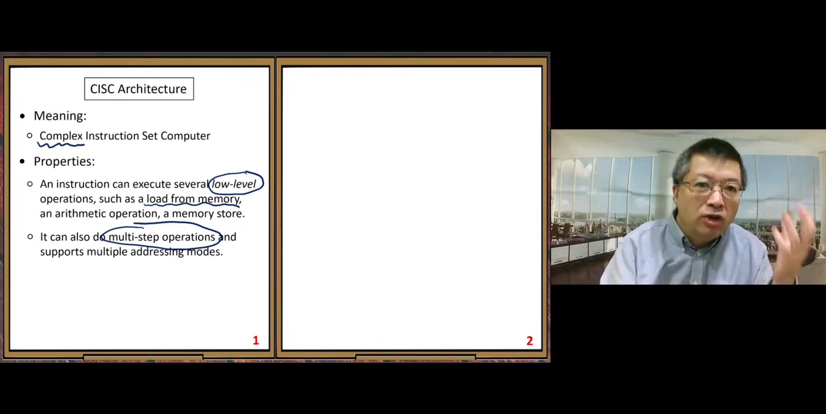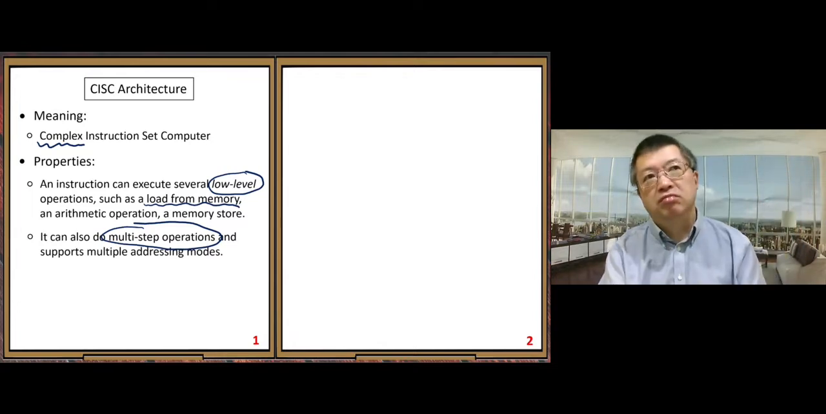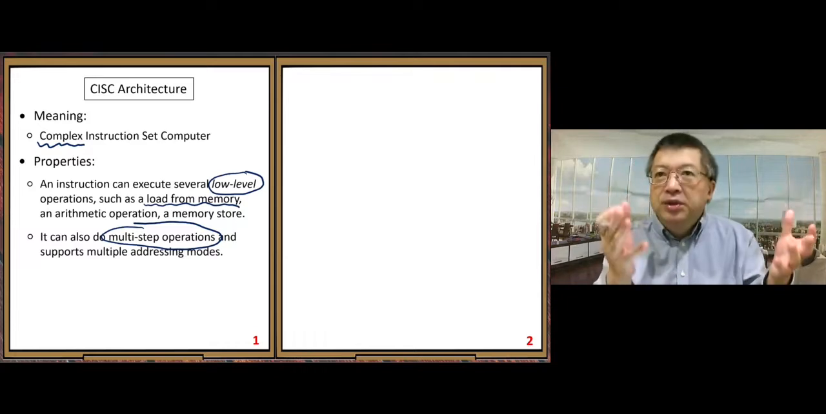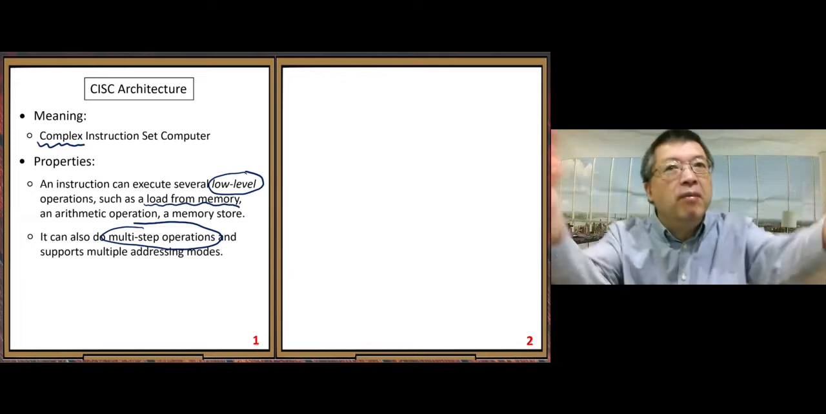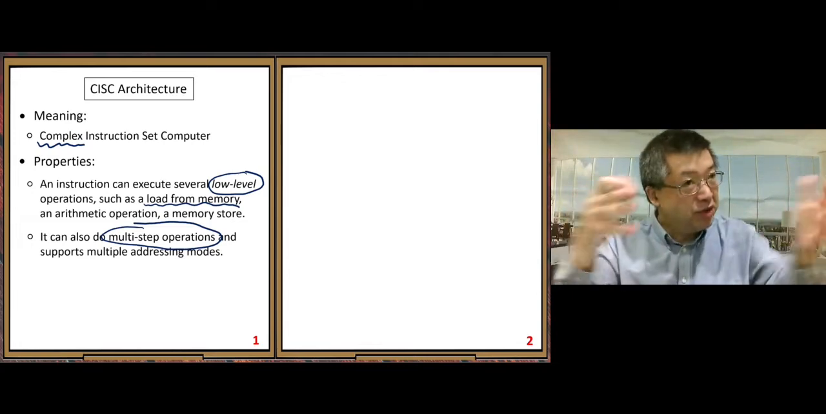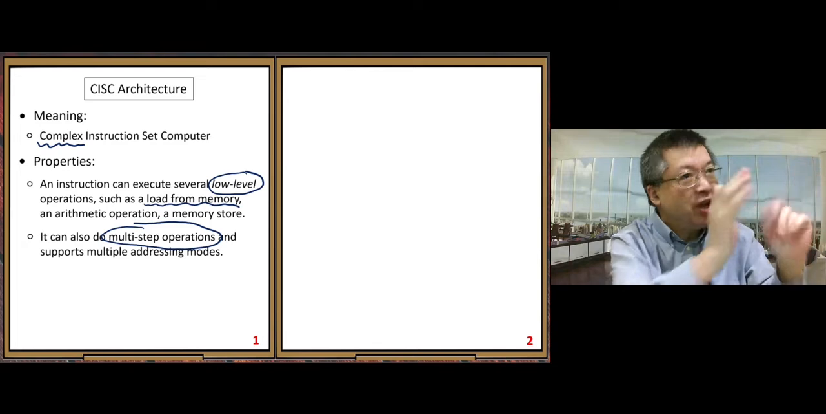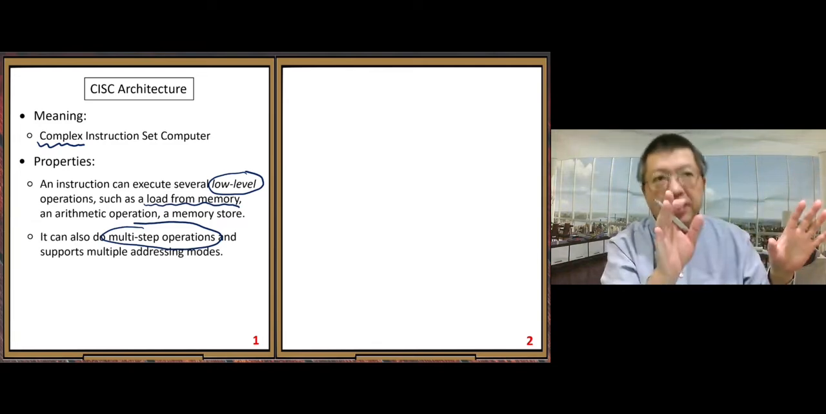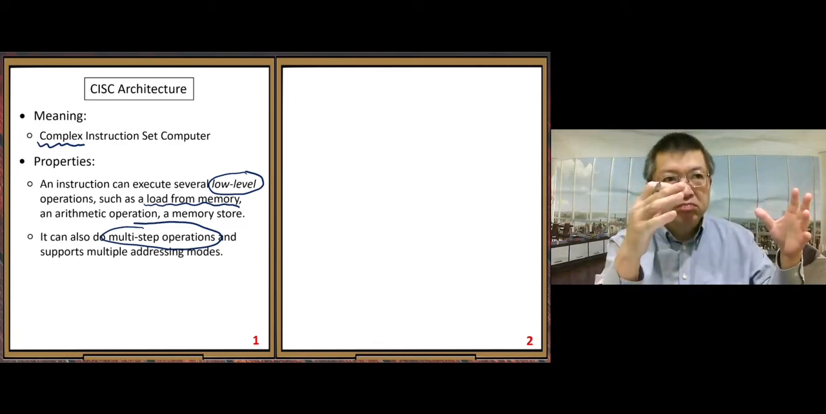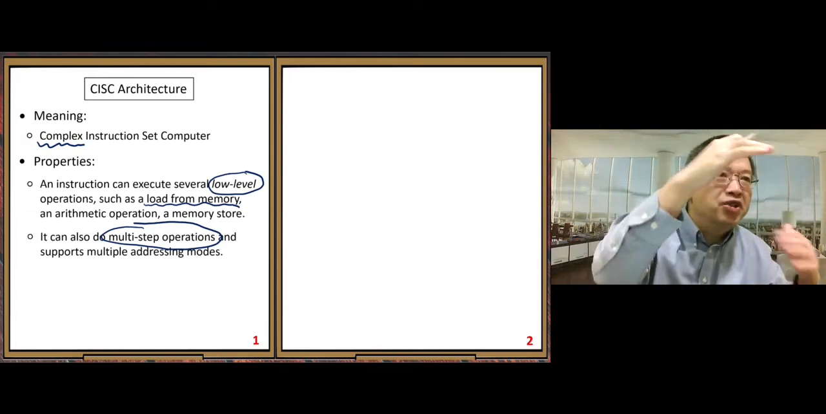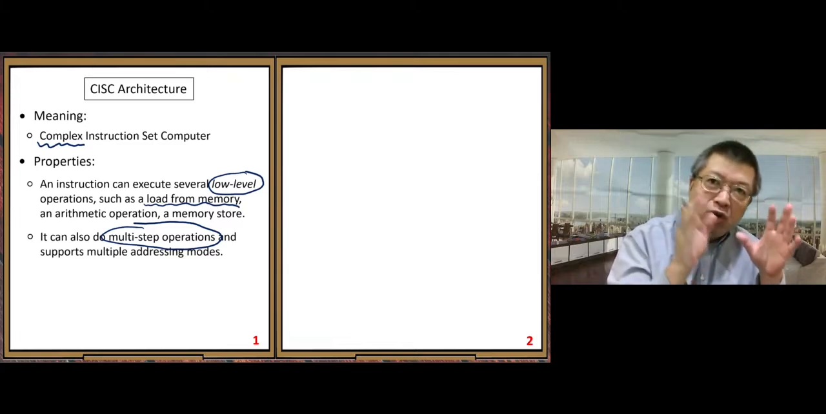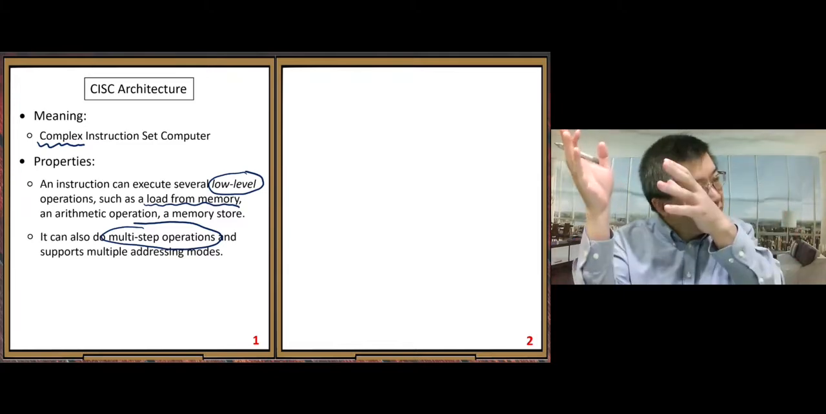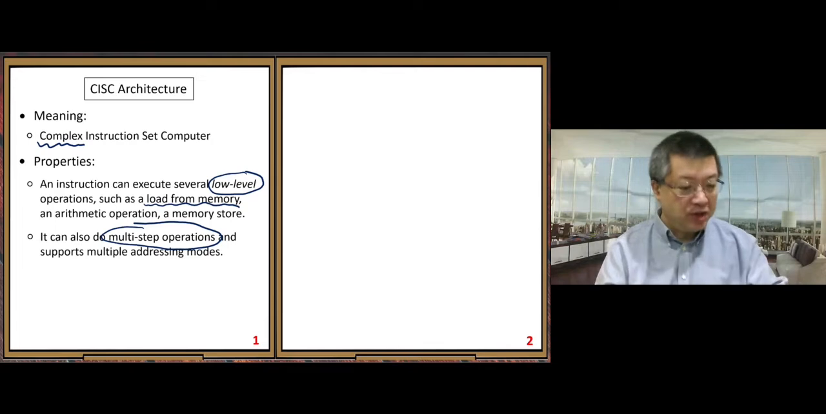And it supports multiple addressing modes. Addressing modes: in what specific way to get data from memory. You need to use some special addressing modes. Later, we will discuss a long list of addressing modes. Here, you only need to know that there are special ways to get data from main memory. Multiple addressing modes.